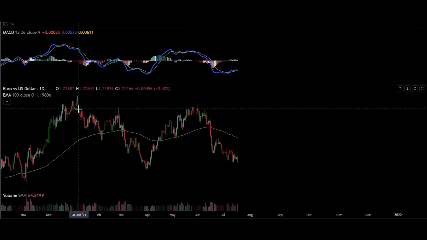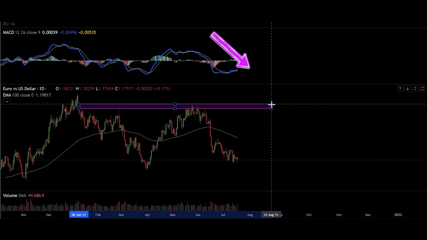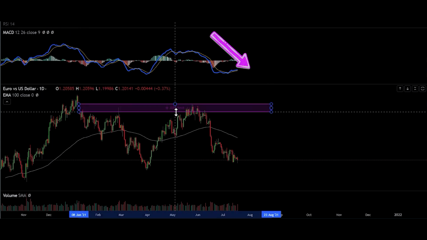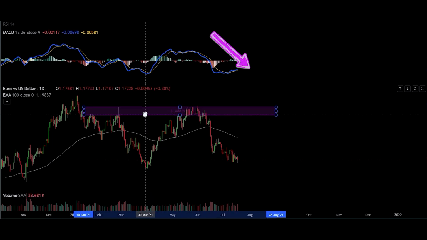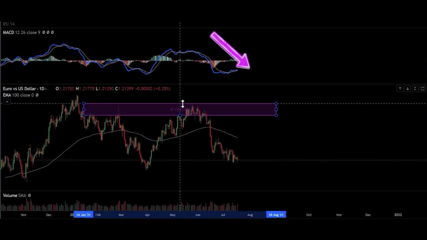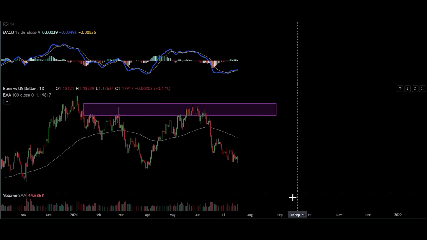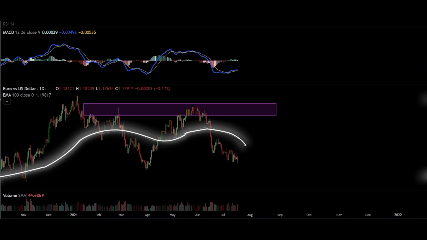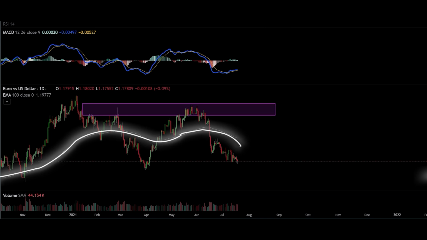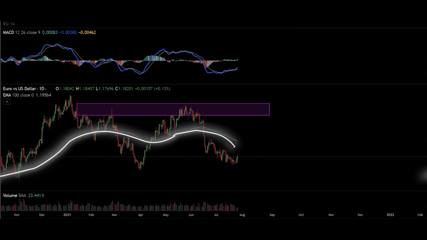Here we have a MACD. The MACD line went below the signal line, which is a bearish signal, and they crossed the zero line. The price also went below the 100 exponential moving average, which is also a bearish signal. We have a double top pattern, which is also a bearish signal.